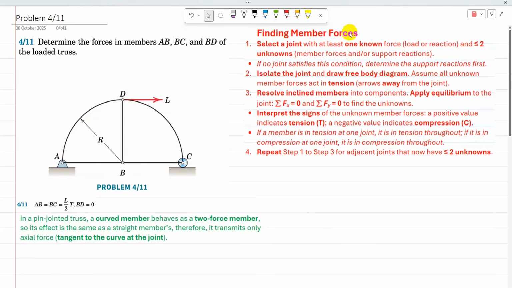So to find member forces, the first step is to select a joint with at least one known force and two or fewer unknowns. There is only one known force at joint D, but at joint D there are three unknown member forces, so we cannot start with joint D. As no joint satisfies this condition, we need to find the support reactions first.